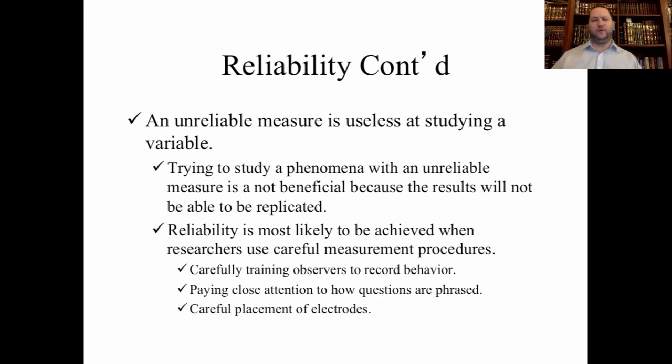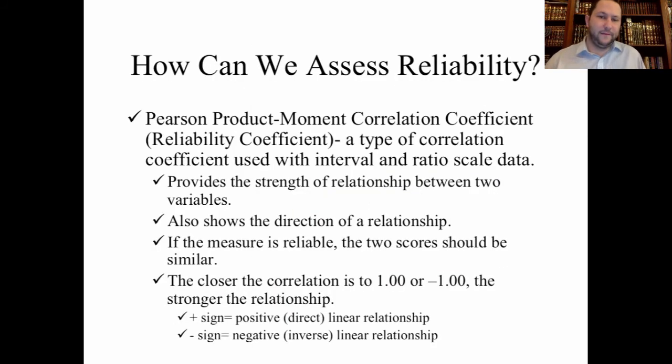What do you do, though? Do you scrap the whole project if you get something that's not reliable? No, you might want to evaluate why the scores are all over the place. And depending on your design, depending on your research, you might better train the observers. You might evaluate how your surveys are crafted. You might, if you're in neuroscience, think about where you place the electrodes, and it gives you data.